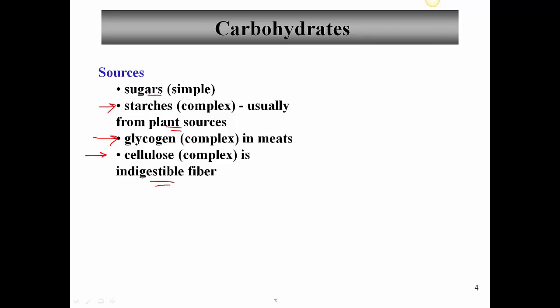In other words, we can't break down cellulose in our own digestive systems, and this forms a very important substance in our body that is indigestible fiber that helps to cleanse the colon and also helps retain water in the feces so that constipation doesn't occur. We talked about that in connection with the digestive system lectures.